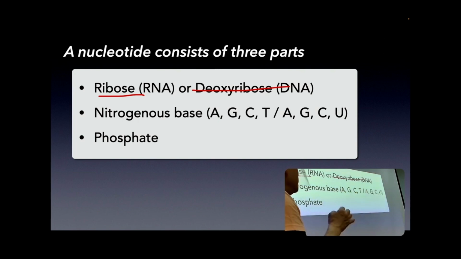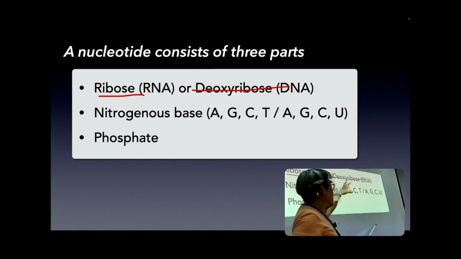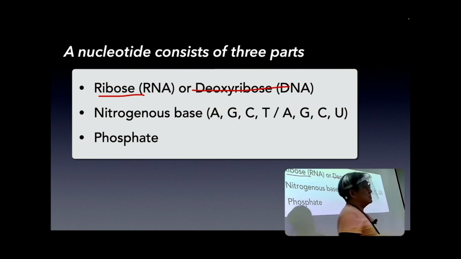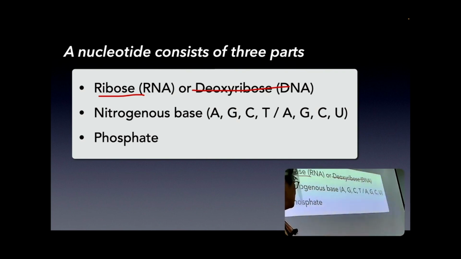If you are a nucleotide that is going to be used in the RNA making procedure, then you must only use this ribose sugar. And if you, on the other hand, are one of these nucleotides that is going to make the DNA, then you must use a slightly different type of sugar, very similar to ribose but a little bit different, which we call deoxyribose.